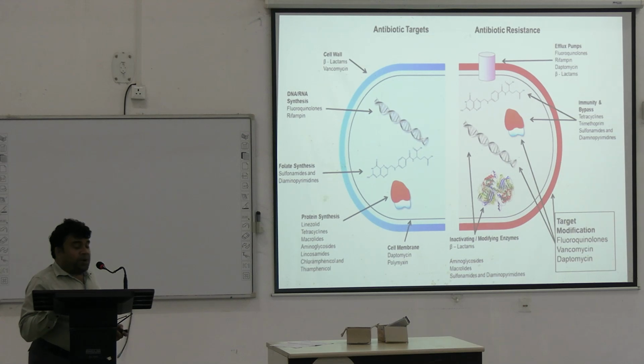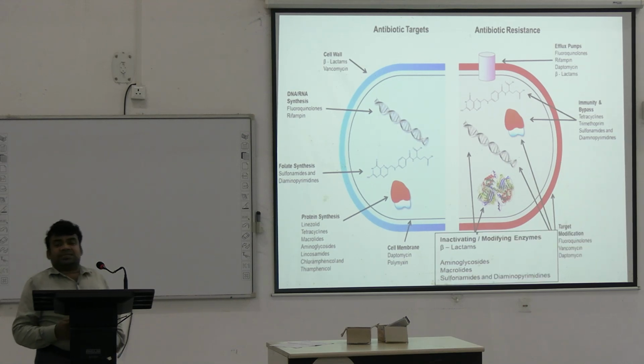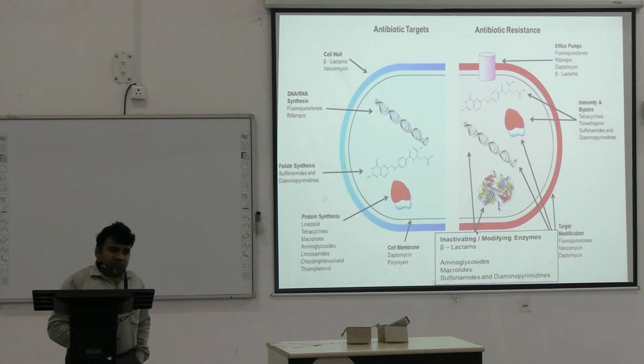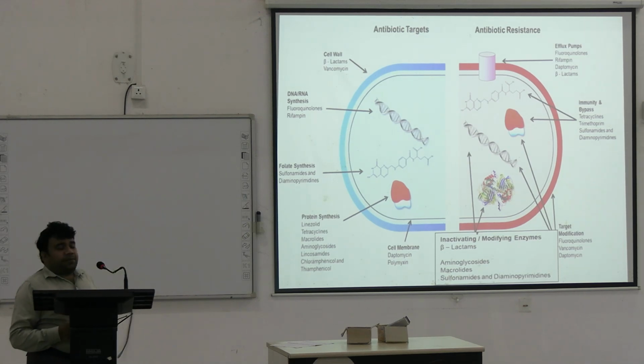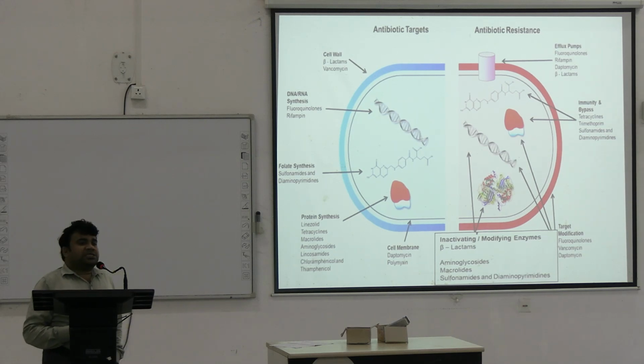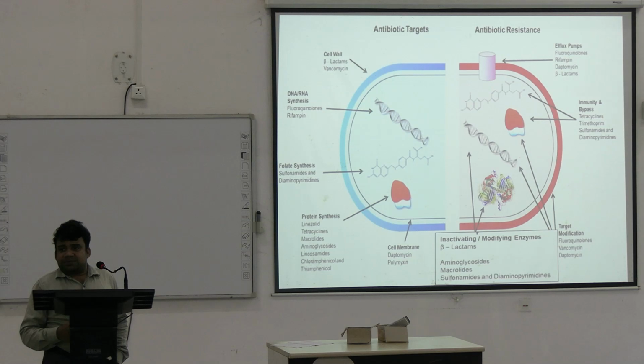And the final but most important part is the enzymes that are produced by the bacteria. These enzymes directly act on the antibacterial agents and make them ineffective. Most important would be the beta-lactam group of antibiotics, and these enzymes are also called beta-lactamases. There are many beta-lactamase enzymes which have been identified till today.